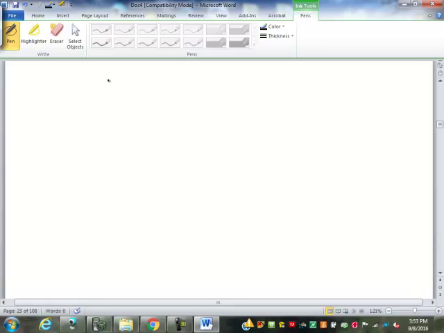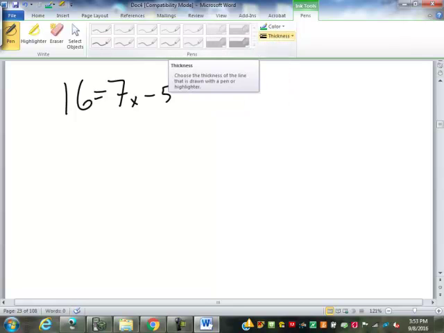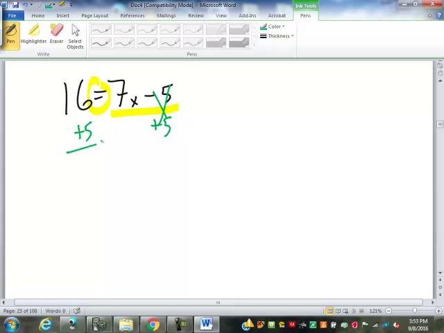So how about this one here? We look at how this was built. Again, here's our equal sign. There's our variable. X was multiplied by 7, and then 5 was subtracted from it. So how are we going to solve it? Yep, 5 was put on by subtraction, so we're going to add 5 to get rid of it. So 16 plus 5 is 21.